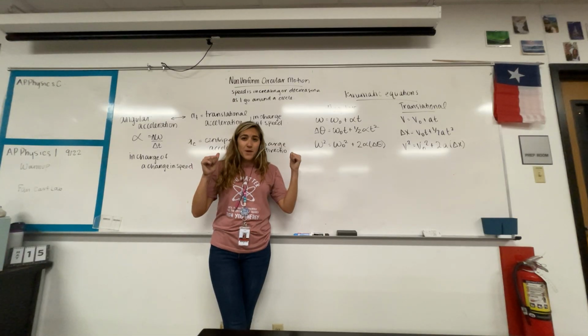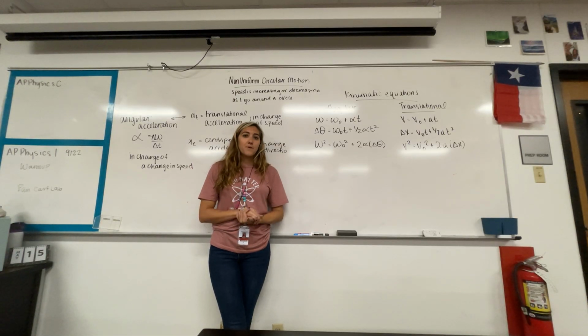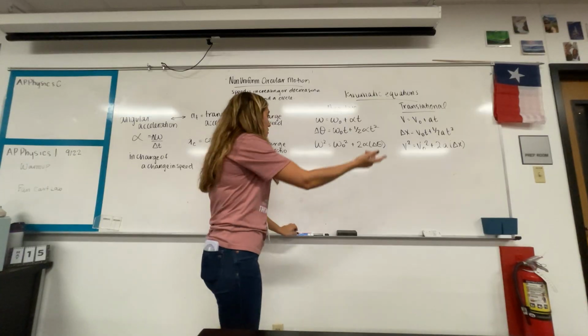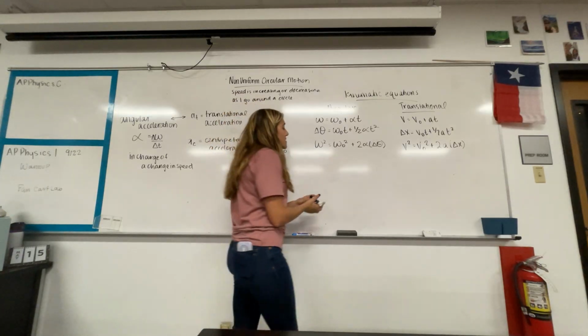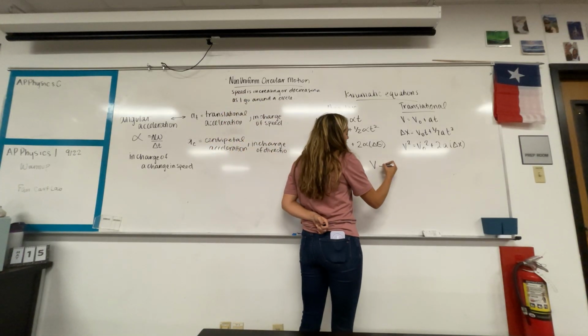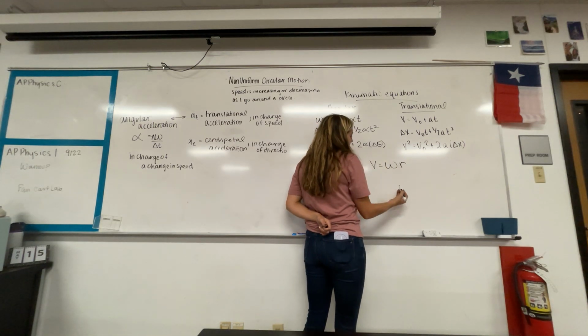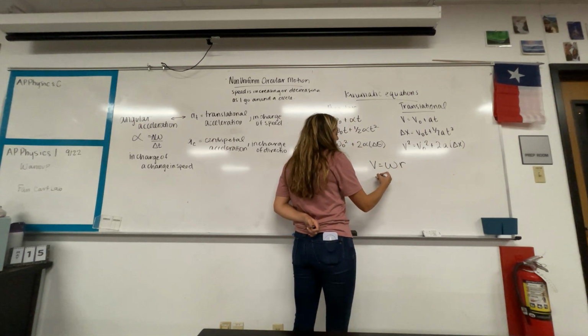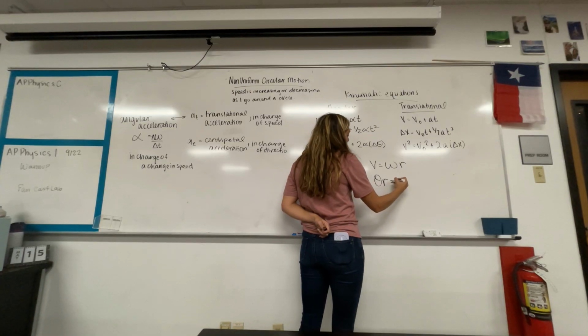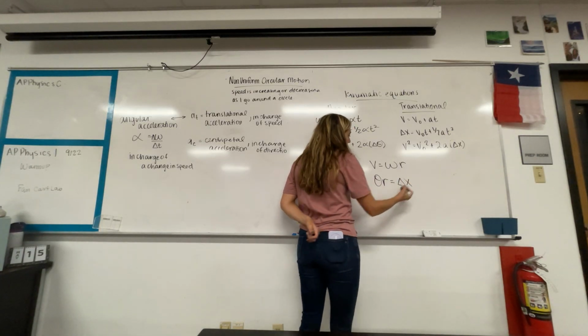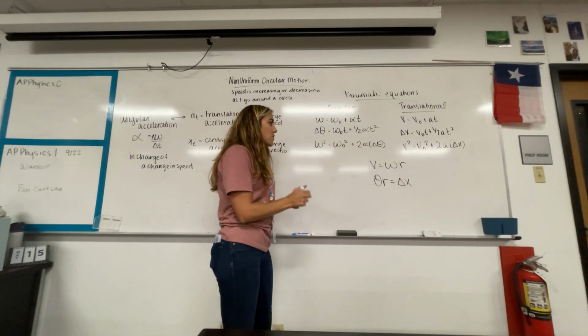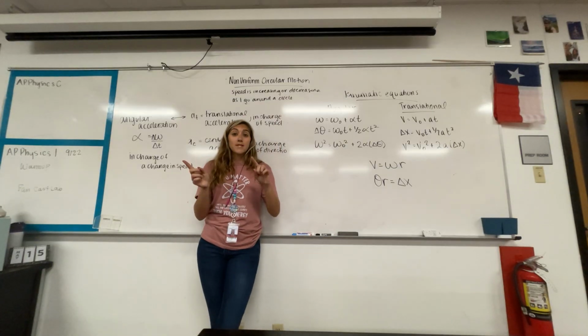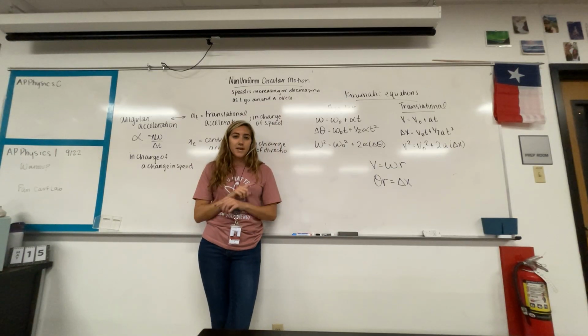This is not something you have to do very often, but I just want to keep you in the loop as a reminder to go back and forth between these things. v is equal to omega r and theta r is equal to delta x. So that's a way I can go between translational and angular if I need to. All right, that's all I have.